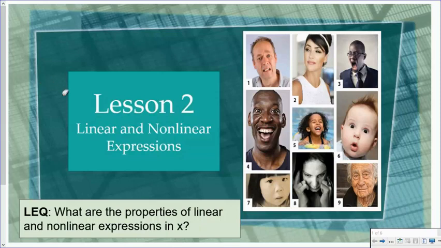Two is linear and nonlinear expressions. The LEQ is: what are the properties of linear and nonlinear expressions? So the expressions that we're going to be talking about in math are definitely not the ones you see here on the right. All right, let's go ahead and find out about expressions.